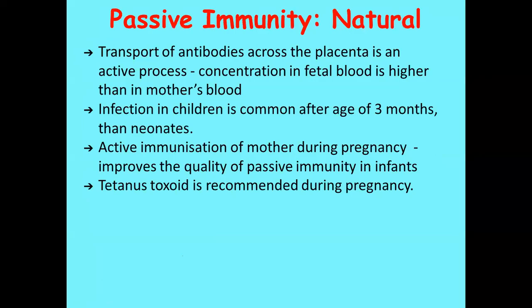And natural passive immunity transports the antibodies across the placenta. It is an active process, and the concentration in the fetal blood is higher than in the mother. As we explained in the previous slide, infection in children is more common after the age of 3 months than in the neonates. Active immunization of the mother during pregnancy improves the quality of passive immunity in the infants. That is one more important point. Tetanus toxoid is recommended during pregnancy, and that will protect the newborn more than vaccines given directly to them. When the mother receives it, antibody development is greater in the neonates.